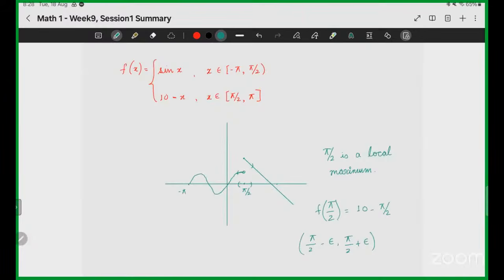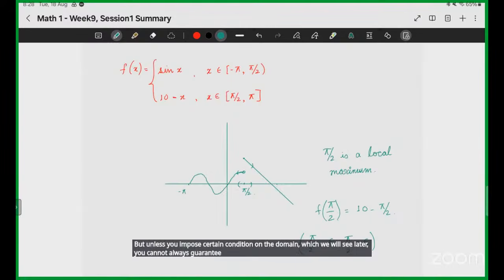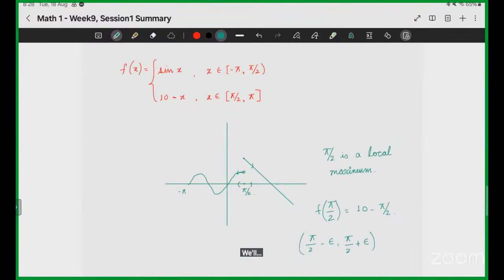Is that fine? Then what would be the ultimate maximum or maxima? Global maximum in this case will also be pi by 2 itself. But unless you impose certain condition on the domain, which we will see later, you cannot always guarantee that there is a local maximum or a global maximum or a global minimum. We'll see examples of that sort also.